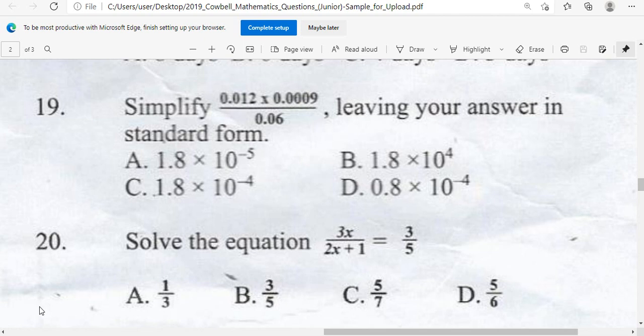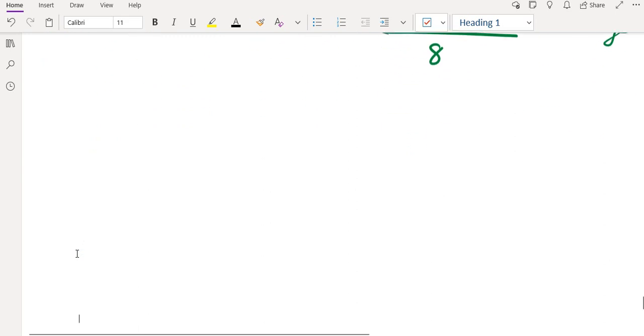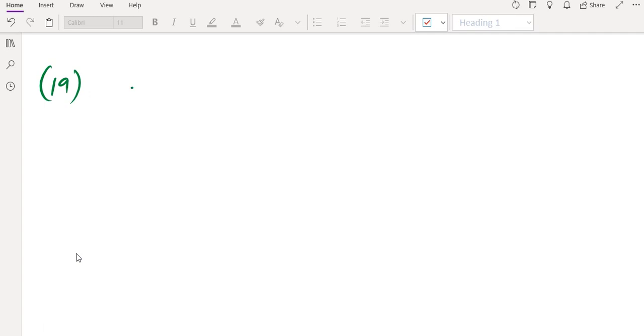Ten seconds more. What's the answer? 1.7. Tell me the option. Option A. Number 19, please. Read the question. Simplify.